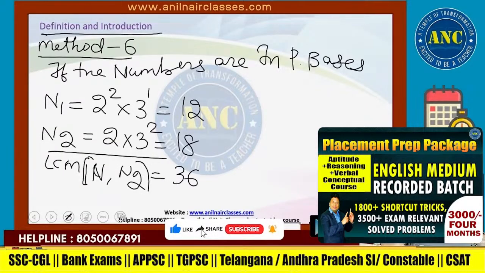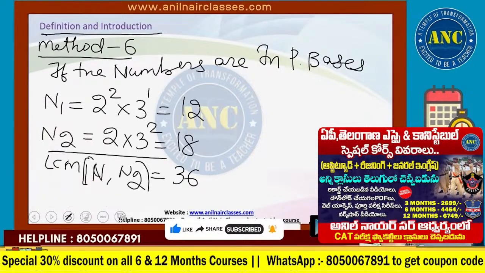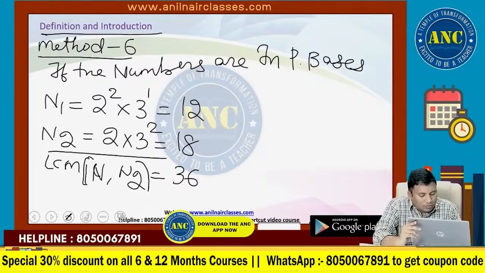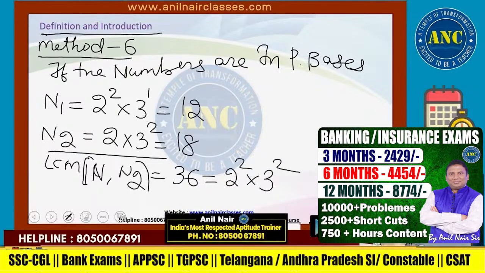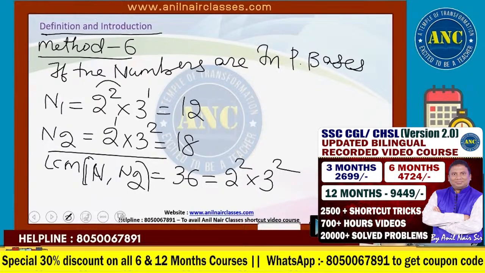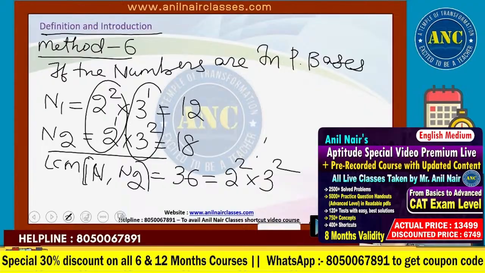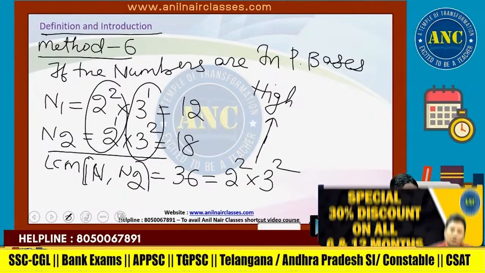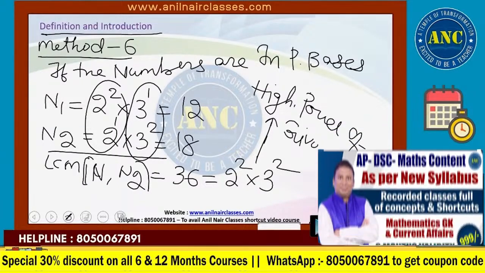What is 36 here? 36 is 2 square into 3 square. Am I right? 2 power 1, 2 square. What is highest? 2 square. 3 power 1, 3 power 2. What is highest? 3 square. LCM always takes the highest power of given prime basis.